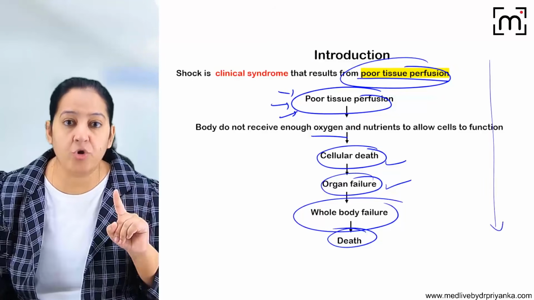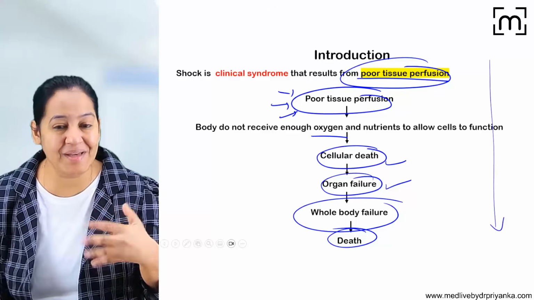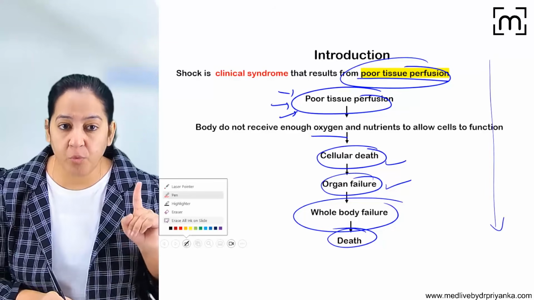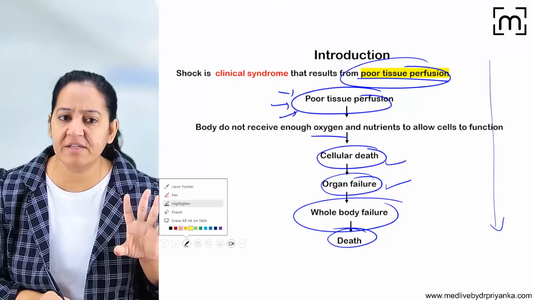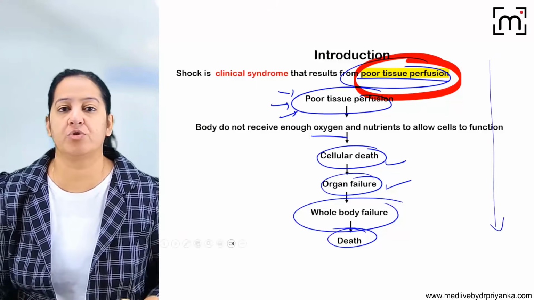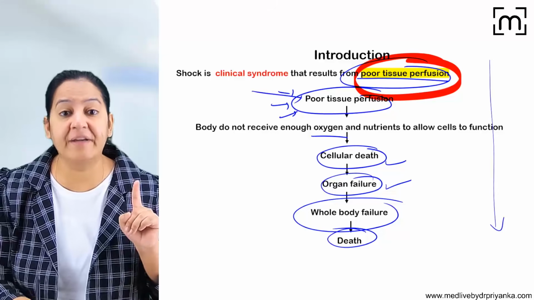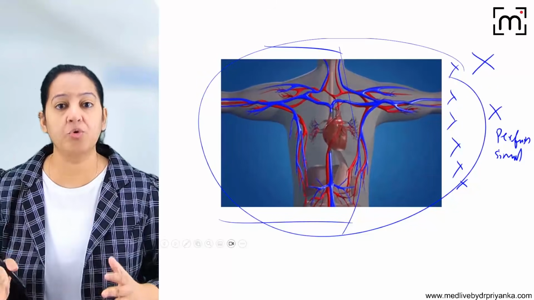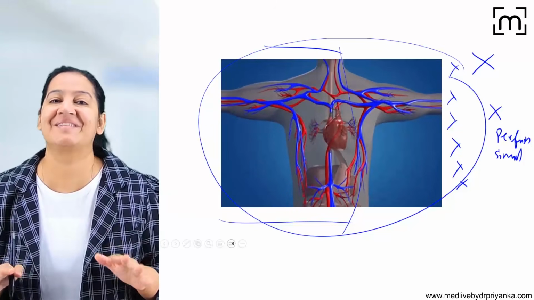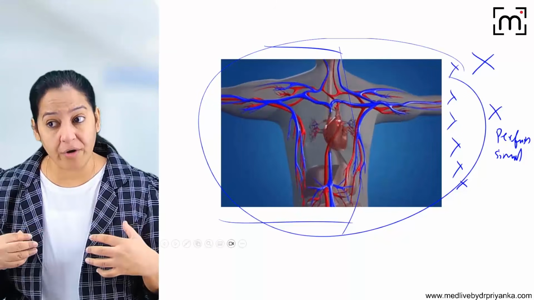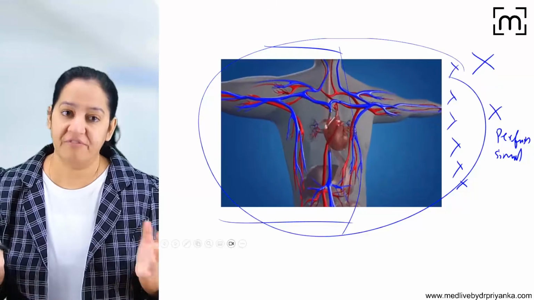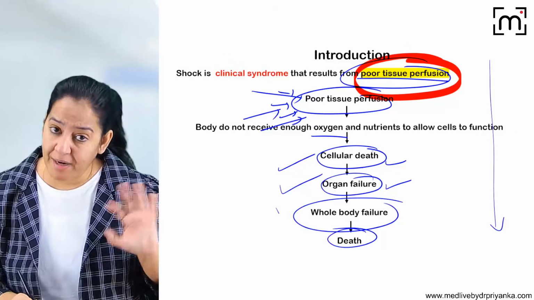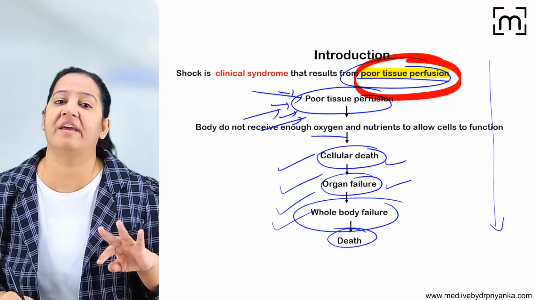So shock is a syndrome. Shock is not one disease. It's a step by step syndrome. So what is shock? One thing you have to learn in shock is that there is poor tissue perfusion. Whatever the type of shock, the story starts with poor tissue perfusion. The cause of the poor perfusion can be different in different types of shock, but ultimately there is poor tissue perfusion. So from head to toe, multiple organs are not receiving blood simultaneously, and the cells in those organs start dying. First there is cellular death, followed by organ failure, followed by multiple organ failure, followed by whole body failure, followed by death.